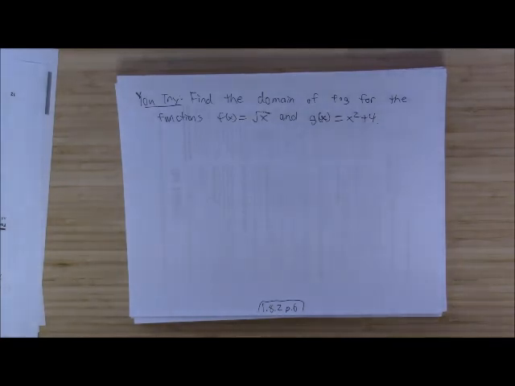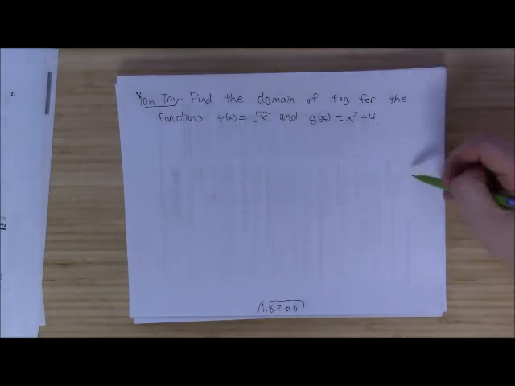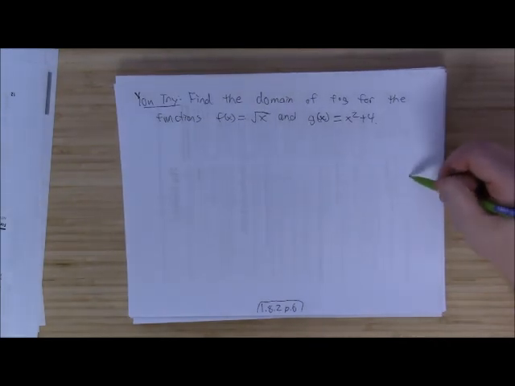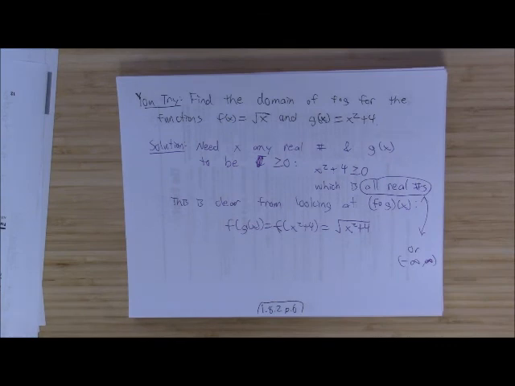So let's have you do an example. Find the domain of f composed with g for the functions f of x equals the square root of x and g of x equals x squared plus 4. On the count of 3, I'll reveal the solution. 1, 2, 3. So here we really need x to be any real number.